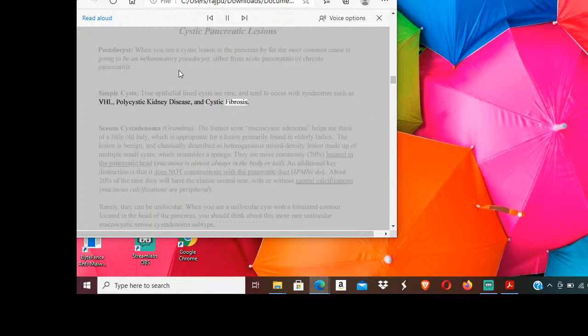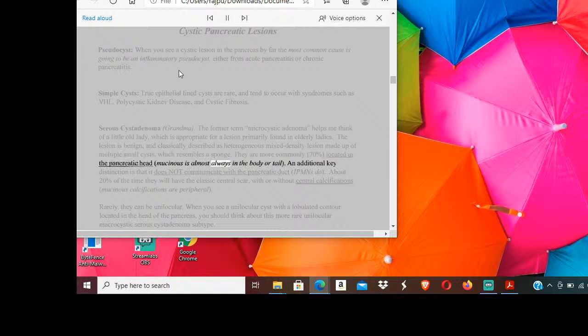cystic fibrosis. Serous cystadenoma: Grandma. The former term, microcystic adenoma, helps me think of a little old lady, which is appropriate for a lesion primarily found in elderly ladies. The lesion is benign and classically described as a heterogeneous mixed-density lesion made up of multiple small cysts, which resembles a sponge. They are more commonly, 70%, located in the pancreatic head.